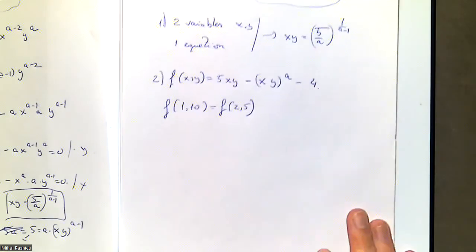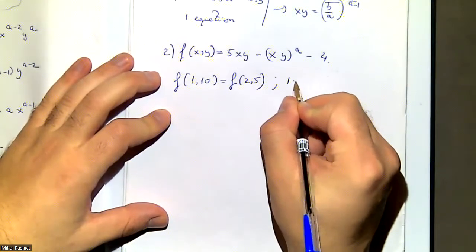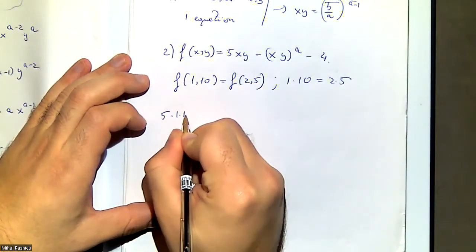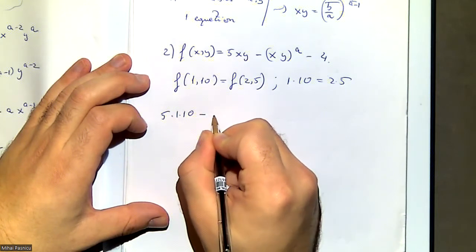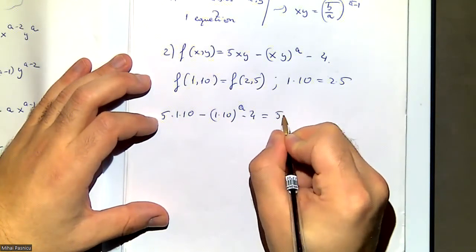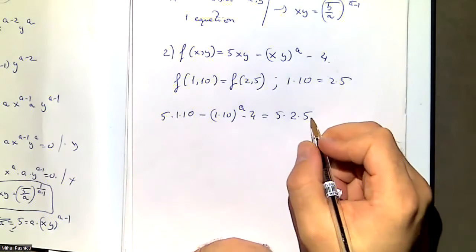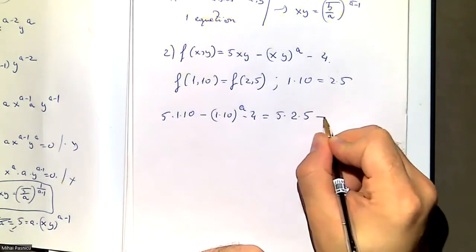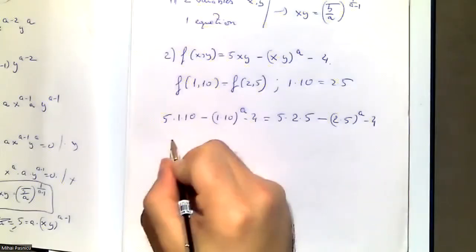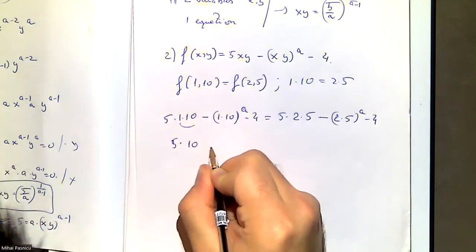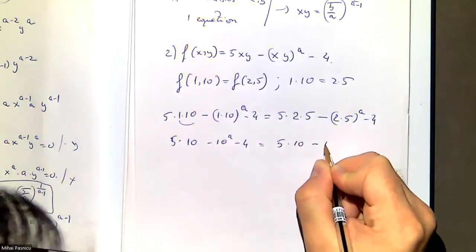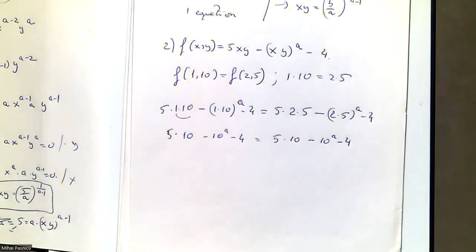So let's replace it. Let me show you. f of 1 and 10. This is 1 times 10, which is equal to 2 times 5. So let's just replace it. 5 times 1 times 10 minus 1 times 10 to the power of a minus 4 is equal to 5 times 2 times 5 minus 2 times 5 to the power of a minus 4. So if you just write it out, this is 5 times 10 minus 10 to the a minus 4, is equal to 5 times 10 minus 10 to the a minus 4.